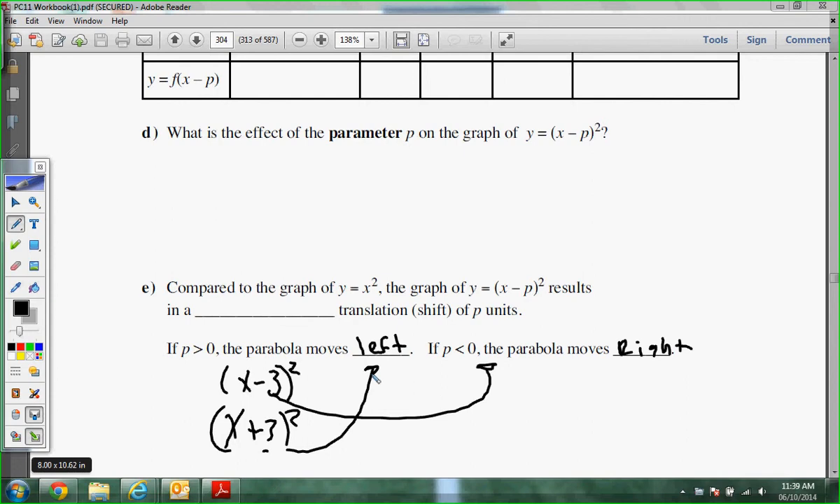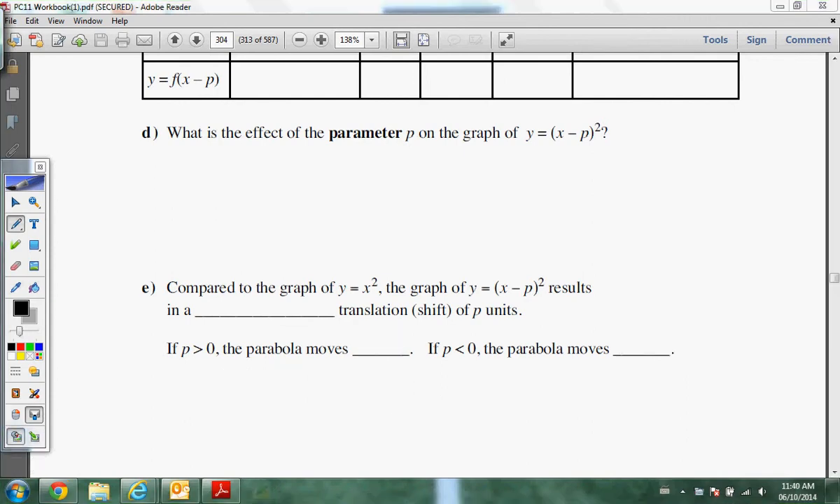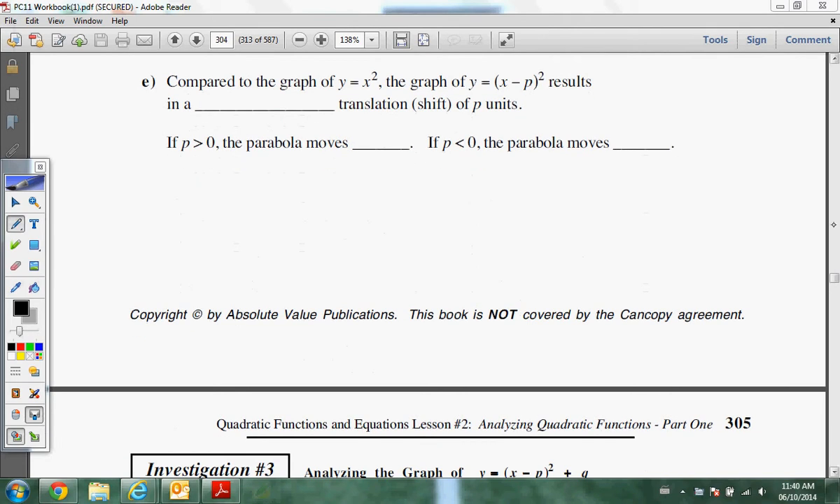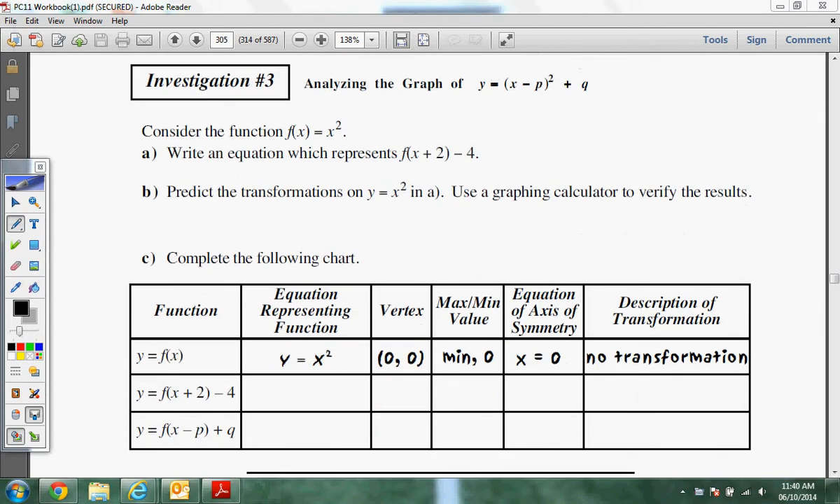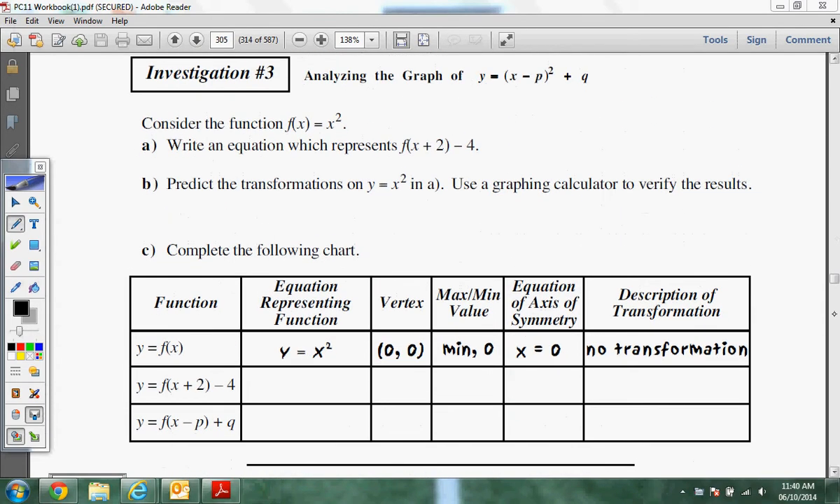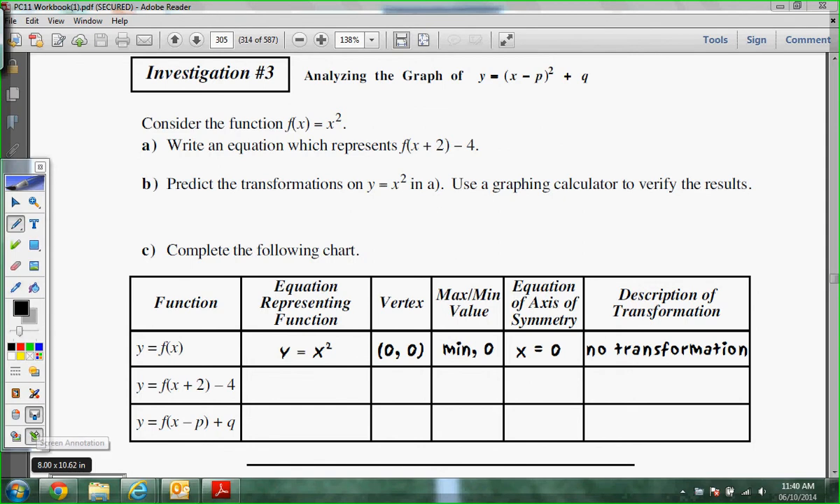We've got one more investigation and a couple examples and we'll be done. Investigation 3: analyze a graph of y equals (x minus p) squared plus q. So now we're putting them together. Write the equation that represents it: I want you to stick x plus 2 in there and have a minus 4. So the equation would be (x plus 2) squared minus 4. Predict the transformations and then use your graphing calculator to verify.